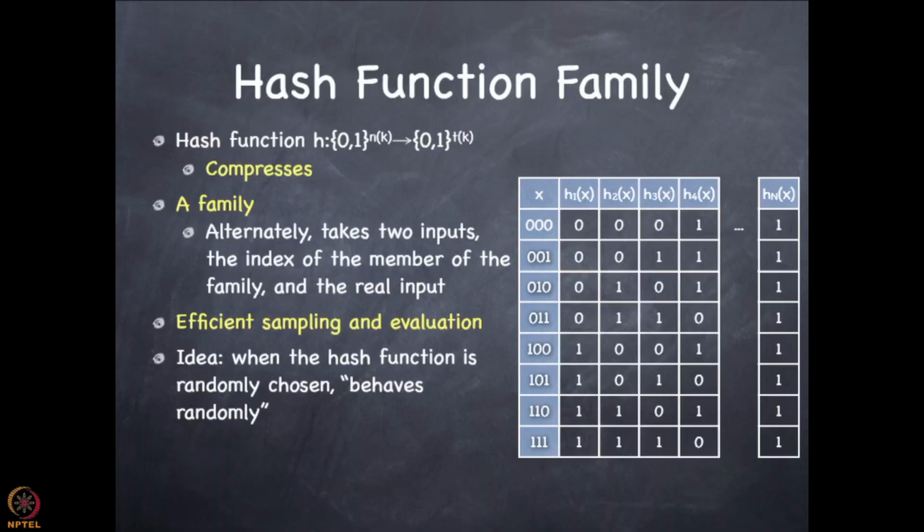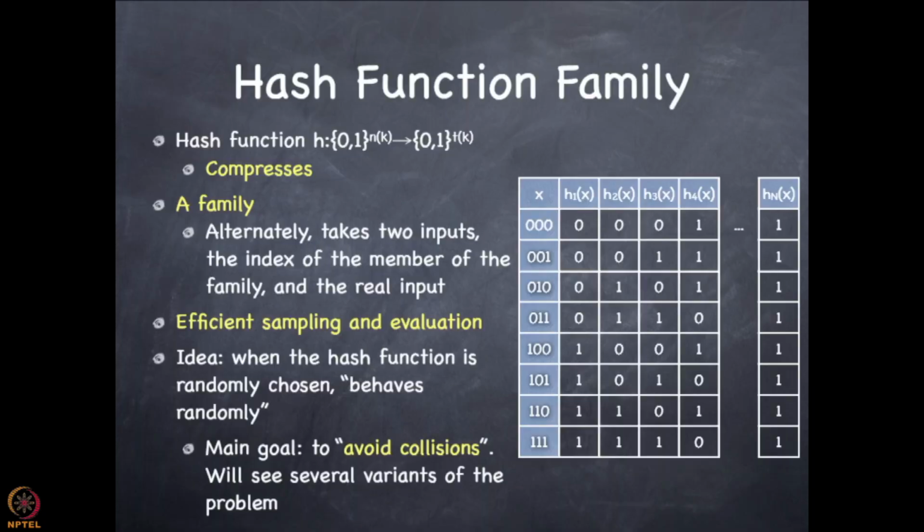Okay, when you pick your hash function at random from your small family, it should work like you have picked a function from the whole family, all functions. And it should behave like random, and specifically it should avoid collisions. Okay? So it should be hard to find collisions.